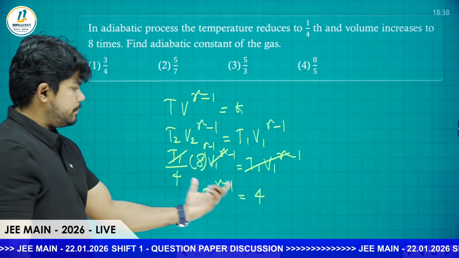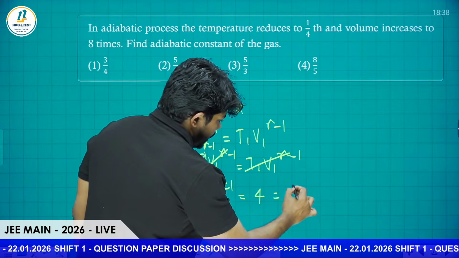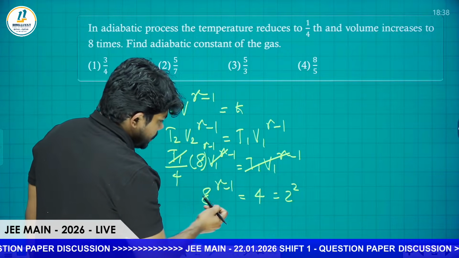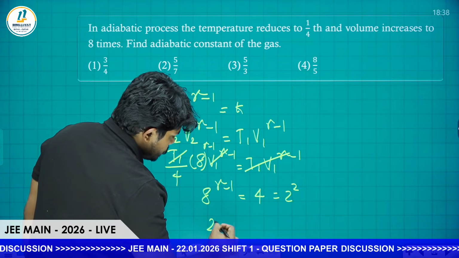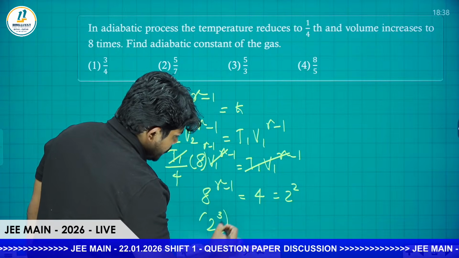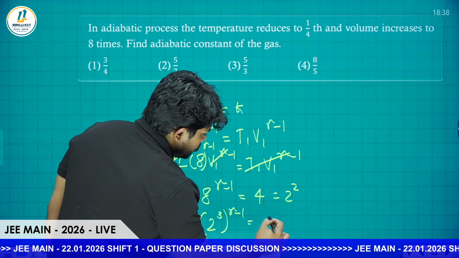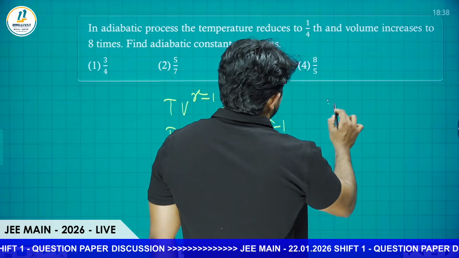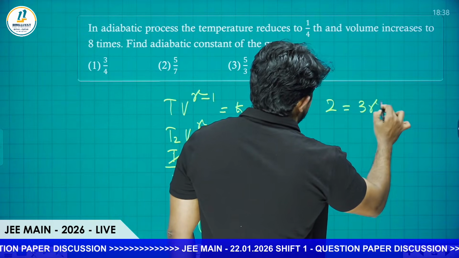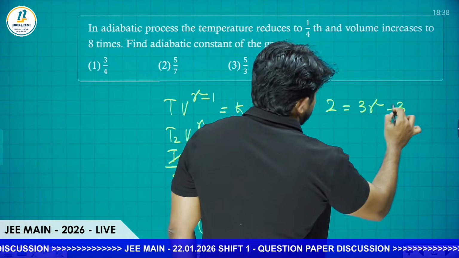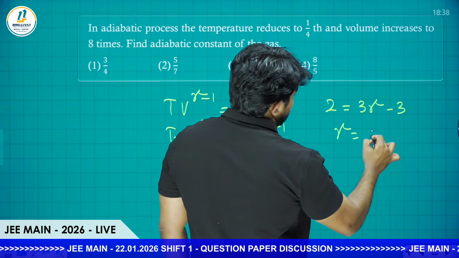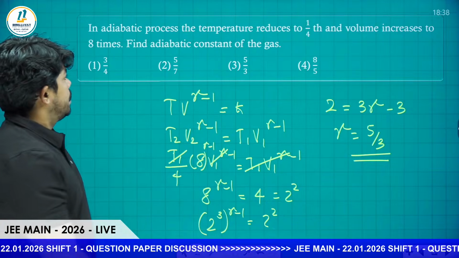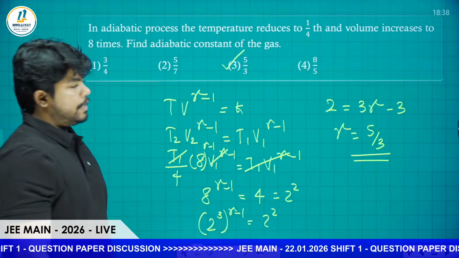Now how to solve this? This is very easy now. 8 can be taken as 2 cube, and 4 as 2 square, so how can we create the base in terms of 2? We can write 2 raised to 3 the whole raised to gamma minus 1 equal to 2 raised to 2. Now we can directly equate the powers, 2 should be equal to 3 gamma minus 3, right? So what is gamma here? It will be 5 by 3. 5 by 3 will be the gamma value.